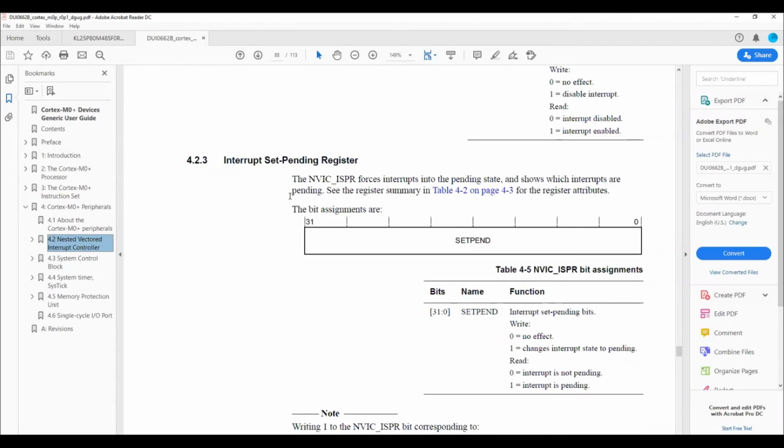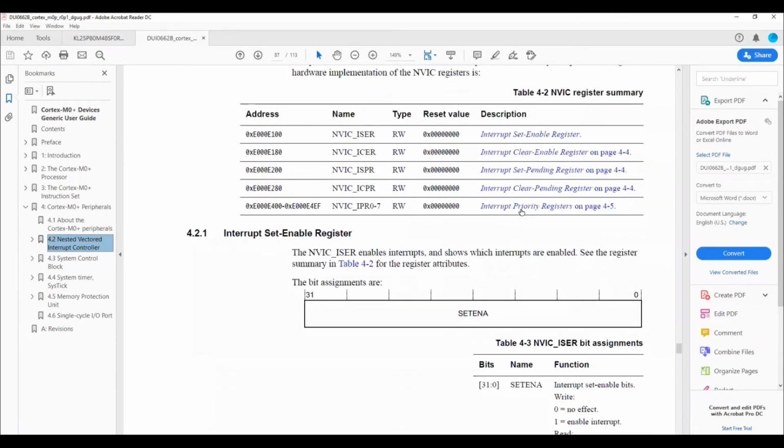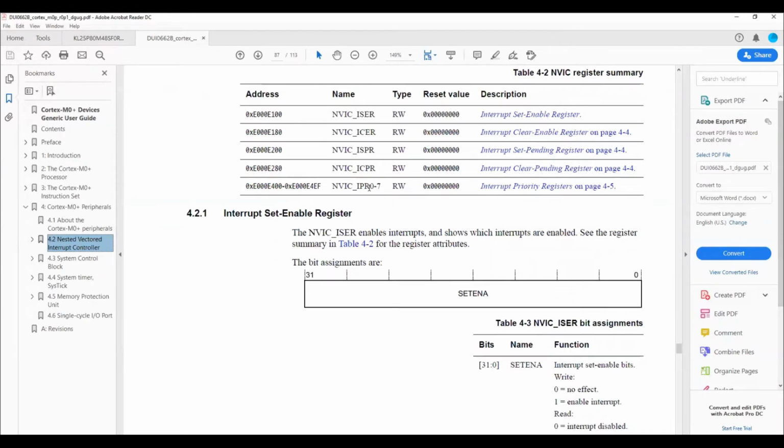Similarly, there is the set pending register. This you don't have to worry about, NVIC will do it for you. The only things you have to worry about are the set enable register, and the last one, the interrupt priority register. So you have to set the priority correctly. Enable the interrupt using this particular register and set the priority of that interrupt using this particular register.